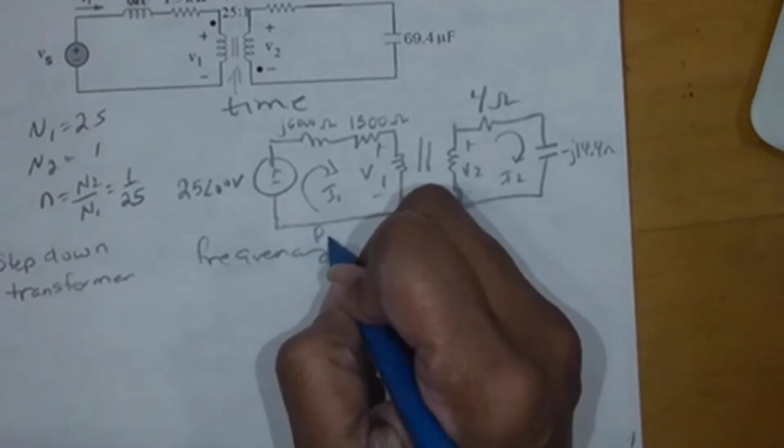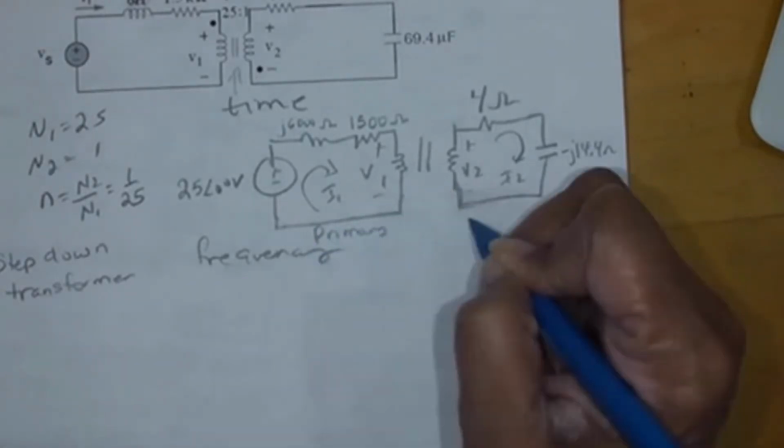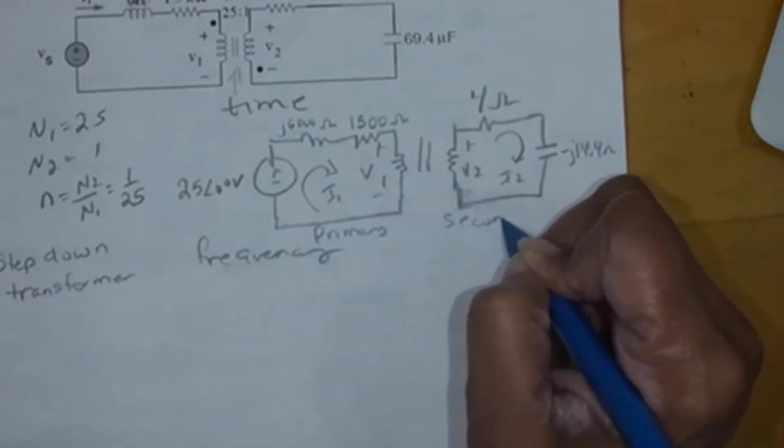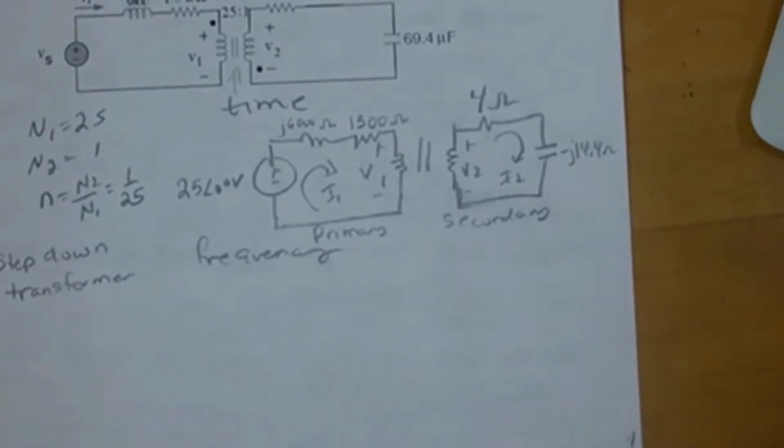This is called the primary side of the transformer and the secondary side of the transformer. Primary's on the left, secondary's on the right. Yes, Miguel, the side on the left with the voltage source is the primary.